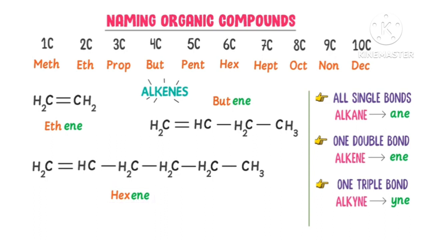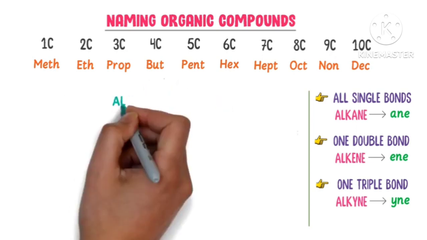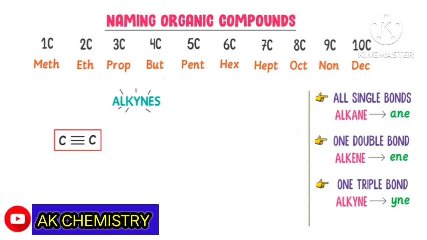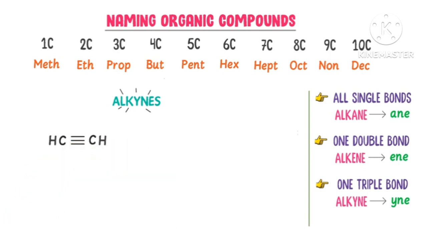Thus by this way, we can easily name alkenes by knowing the number of carbons and double bond present between carbon atoms. Now we are going to learn naming alkynes. For example, consider these two carbon atoms having one triple bond. This carbon and this carbon have already formed three bonds each. So I write H and H.